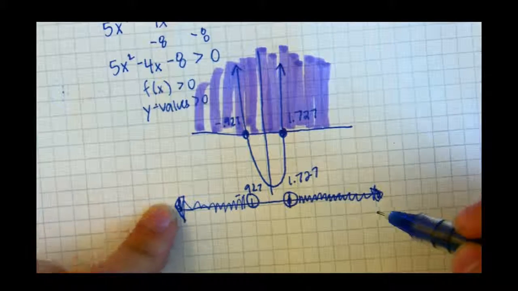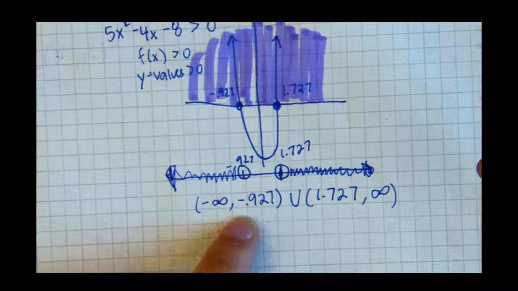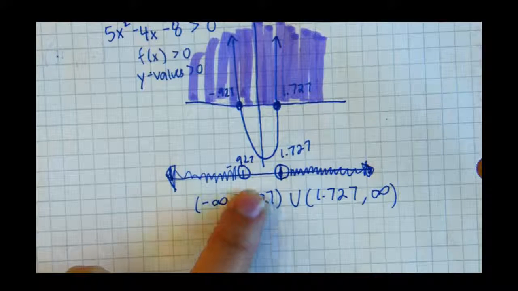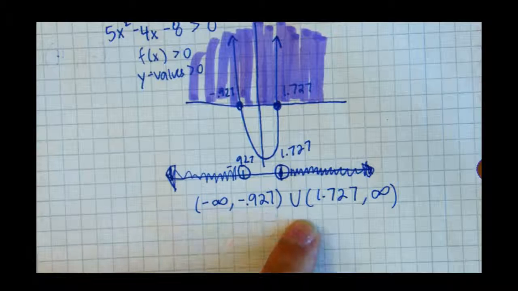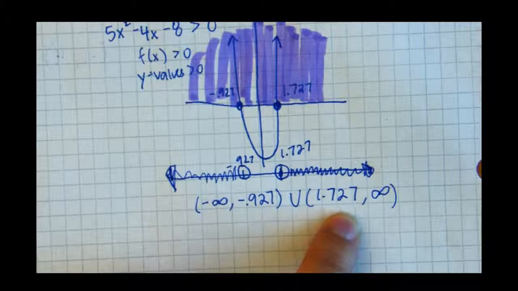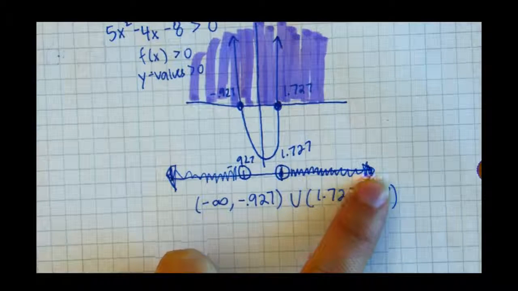Go ahead and write your solution in interval notation. Okay, so you should end up here. So you're starting at negative infinity, going to negative 0.927, both get parentheses. Then you've got a break, so you put a union symbol. Then you're going from 1.727 all the way to infinity.